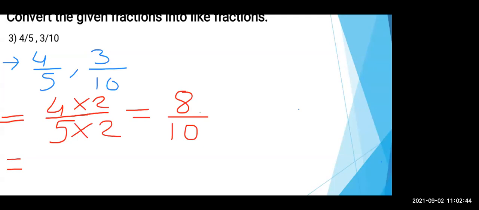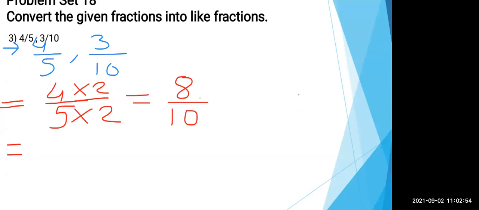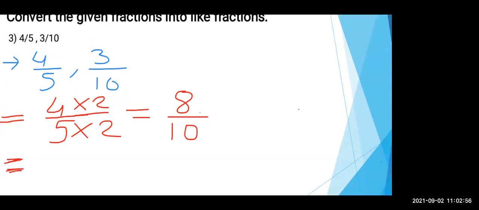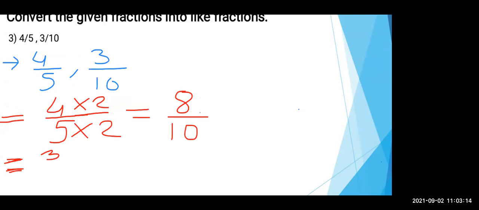Okay, now next is roll number 50, 5th D. I have unmuted you. Yes, teacher. Okay. Now what I will write, the next one here, equal ke aage. I got 8 upon 10. Okay. Because I have converted 4 upon 5 and it became 8 upon 10. Now what will write? I will write over here the next step. 3 upon 10. Very good. 3 upon 10. That means the denominator become like हो गया.